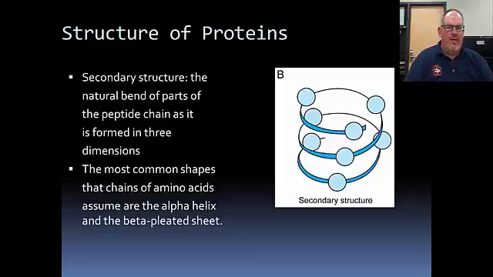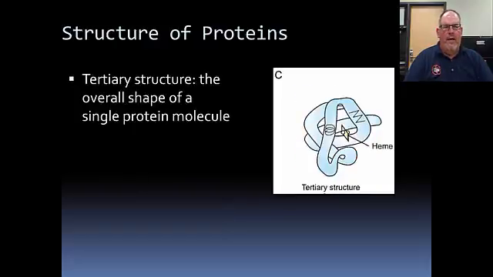The two most common ones that we see are the alpha helix shape, which is the one we're seeing here, coiled in a circle. And then there's the beta pleated sheet, which looks like a pleated or folded sheet. It's like when you sit there and fold a sheet together, that's the way these proteins look.